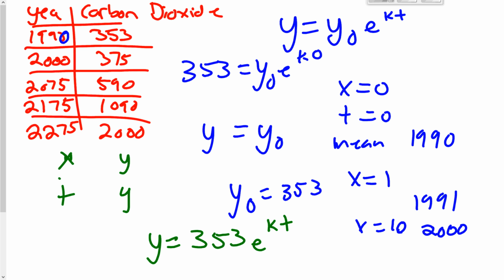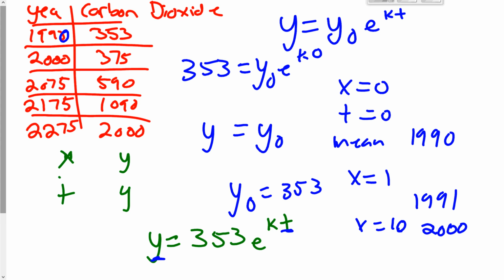To find the model or the function that represents something, you're finding all parts except for your two variables, and our two variables are t and y, our time in years, because then we can find anything in between 2275 and 1990. Now we need to find that k. We can use any of these except for the first one, 1990, the initial amount. So let's go ahead and do the last one.